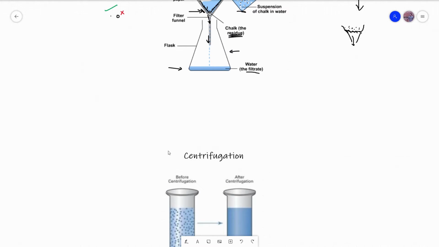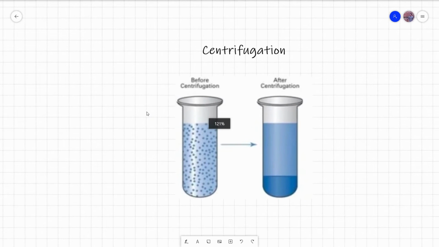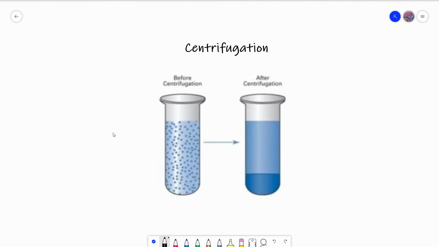Moving on to centrifugation. Centrifugation is essentially using centrifugal force to separate undissolved solid particles from a liquid.